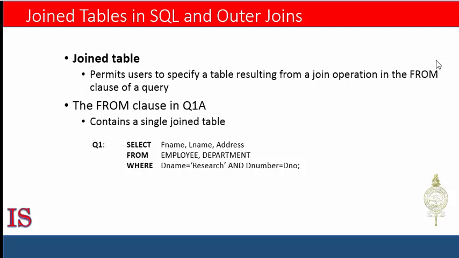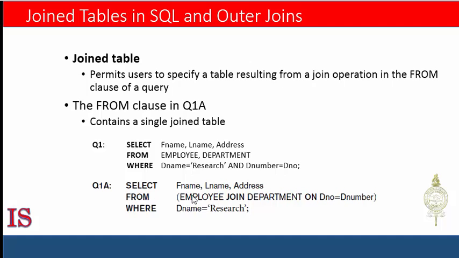Let's take a look at another example. Same query: select fname, lname, and address from, and notice in parentheses here, we identify the two tables that we're going to retrieve data from and join them together in the same process. From employee join department on dno equal dnumber. And then our where clause is limited to simply the criteria that we really want to use for this query. That is, that the department name is equal to research. So perhaps this version of the query might be easier to understand than this version.